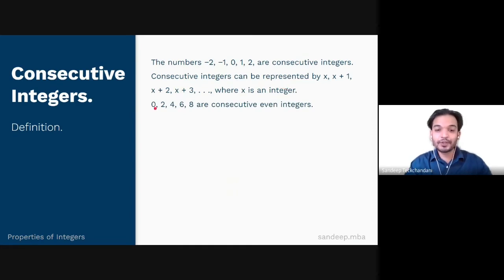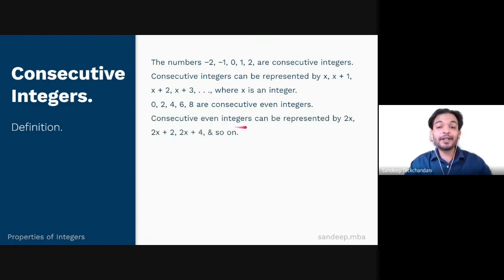Observe these numbers: 0, 2, 4, 6, and 8. The numbers are increasing by 2. Therefore, they are called consecutive even integers. Consecutive even integers can be represented by 2x, 2x plus 2, 2x plus 4, and so on.